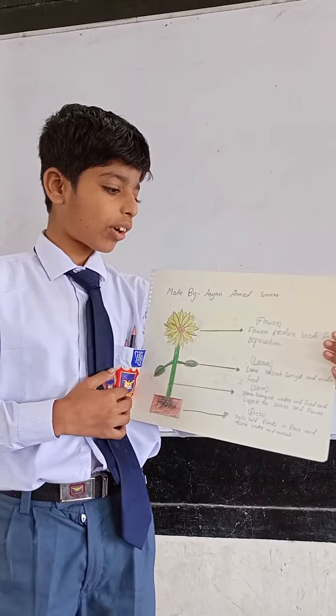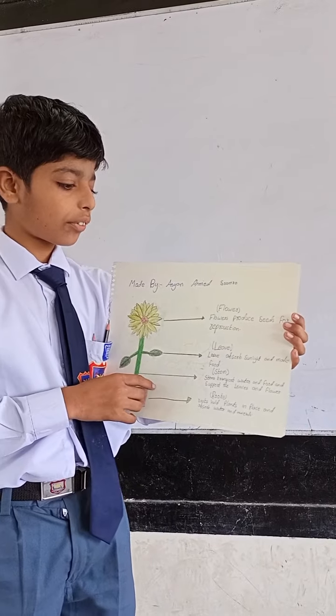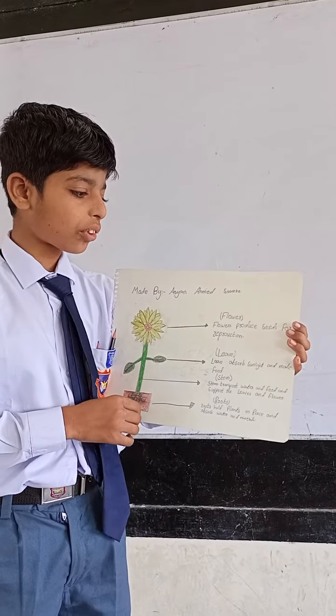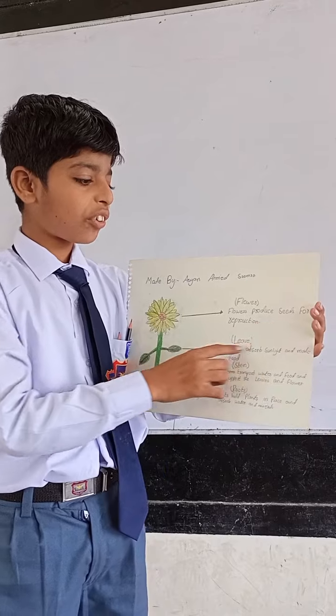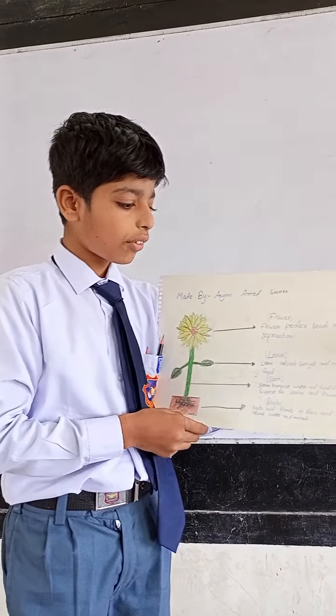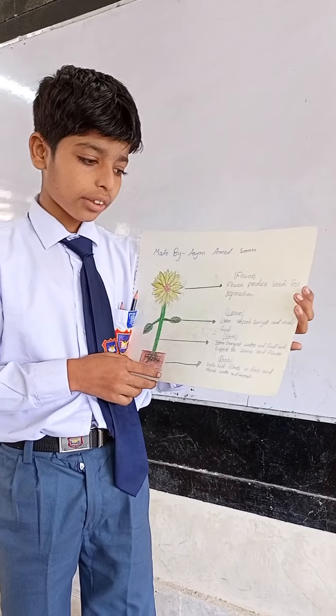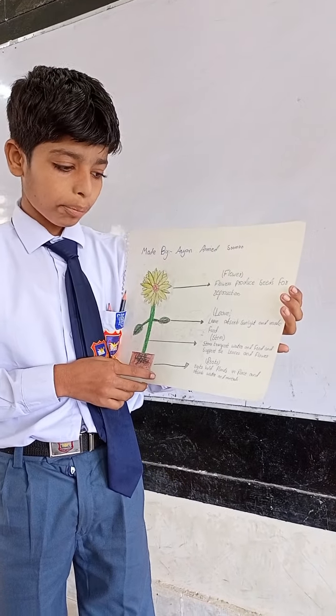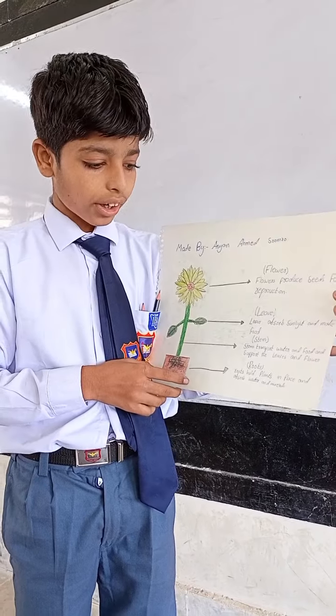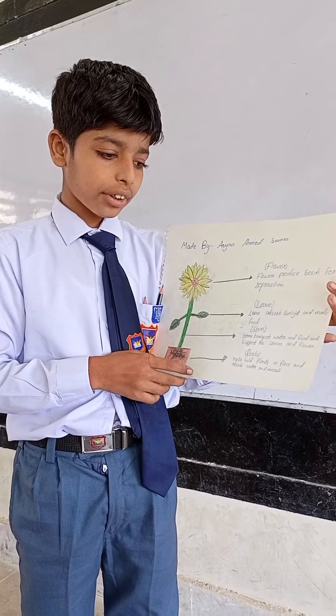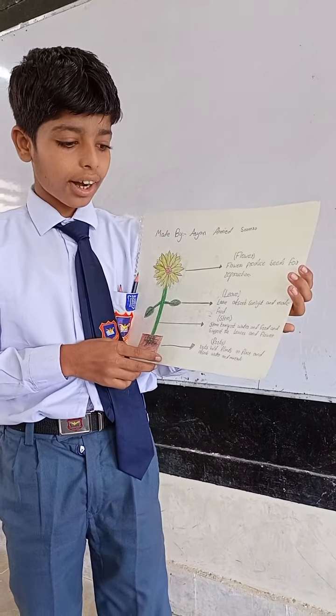My topic is flower. Flower has four parts: flower, leaf, stem and roots. Flower produces seeds for reproduction. Leaves absorb sunlight and make food. Stem transports water and food and supports the leaves and flower. Roots hold plants in place and absorb water and minerals.